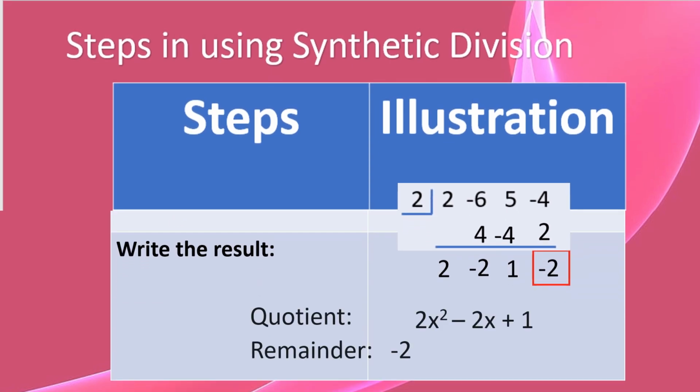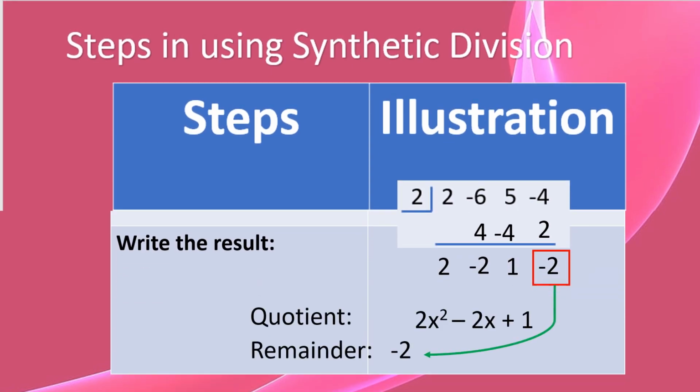The numbers at the bottom row represent the coefficients of the quotient. Since we started with a cubic term, the result will be 1 degree lower, so we get a quadratic. The last number on the right is the remainder. In our example, we'll interpret the result as 2x squared minus 2x plus 1, with a remainder of negative 2.